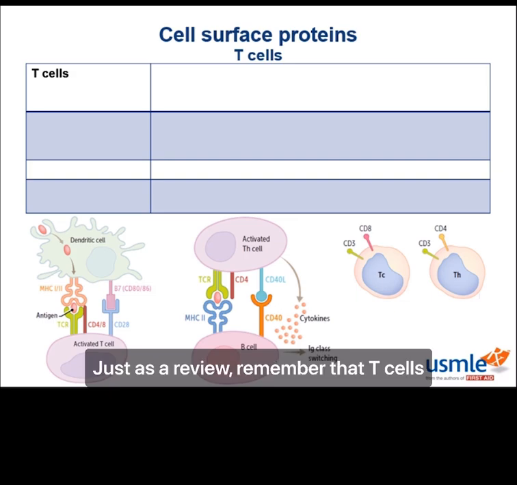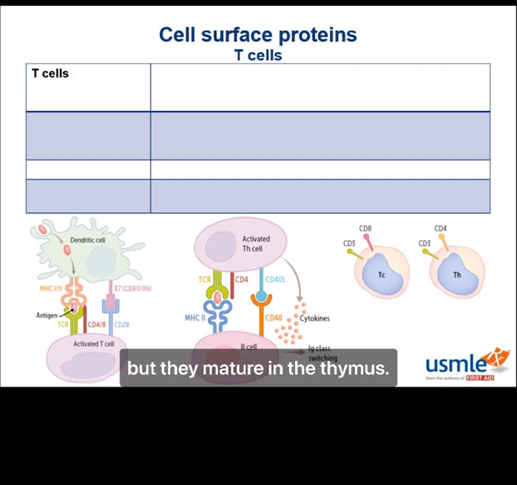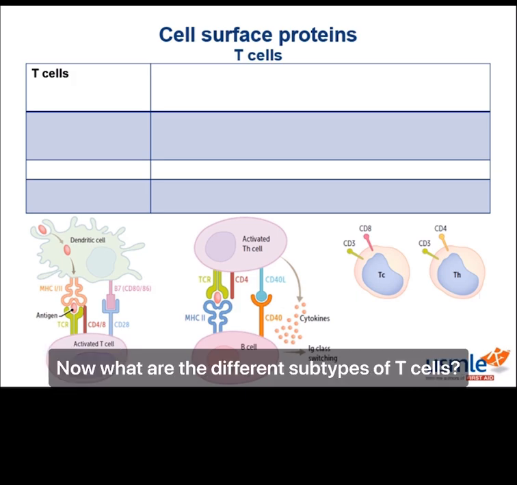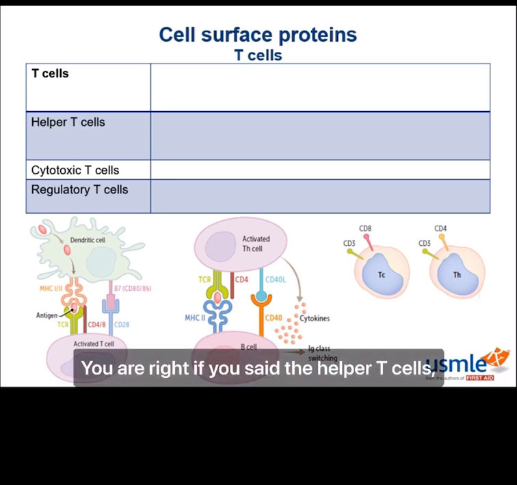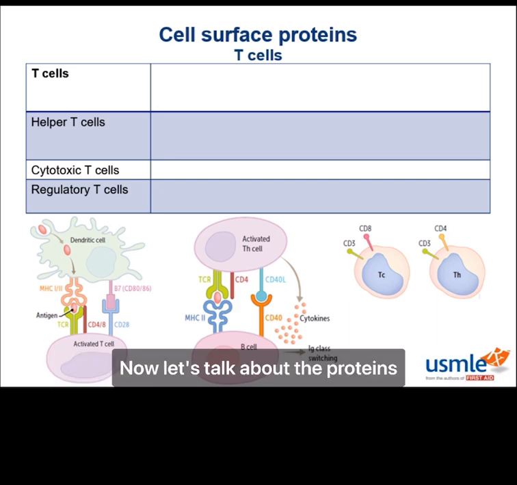Just as a review, remember that T cells mediate our cellular immune response. They originate from stem cells in the bone marrow, but they mature in the thymus. Now, what are the different subtypes of T cells? You're right if you said the helper T cells, the cytotoxic T cells, and the regulatory T cells. Now, let's talk about the proteins on the surface of all types of T cells first.